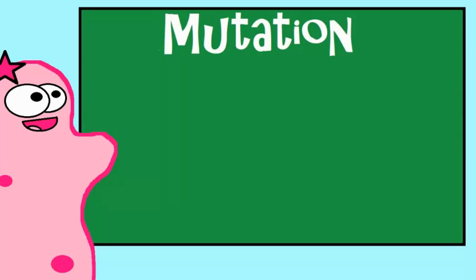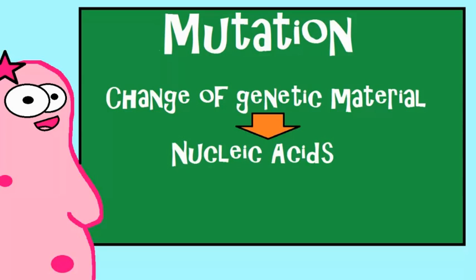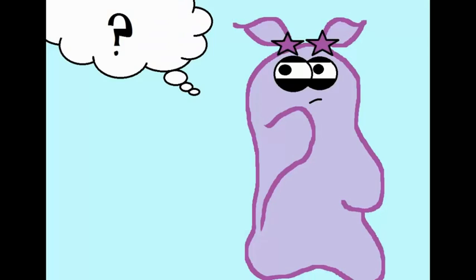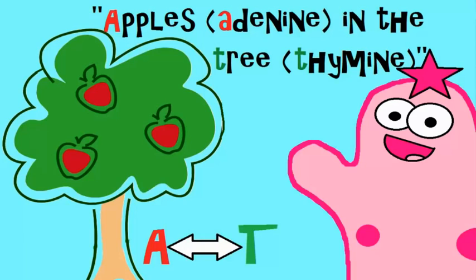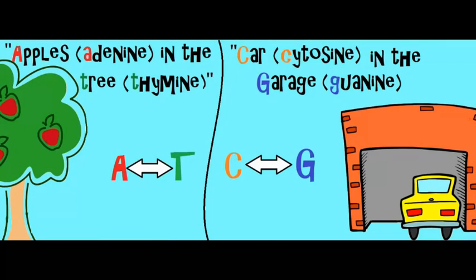Most people understand that a mutation is some kind of change. It is a change of genetic material, and more specifically, a nucleic acid. RNA and DNA, they're both types of nucleic acids. So, how does a change happen? Remember that in DNA, the base adenine (A) goes with the base thymine (T), and the base cytosine (C) goes with the base guanine (G). And that's all good, but what happens if the wrong base matches up?